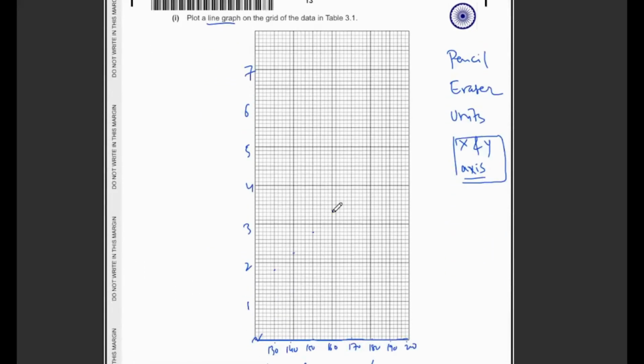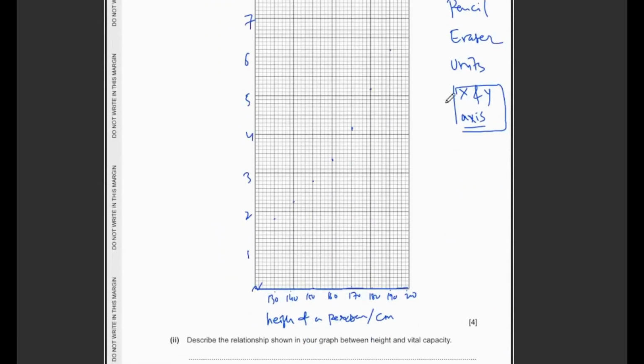Okay, and what we have: 4.1, 5.1, 6.2. What else is there? 7.2. Okay, so we got 7.2 on this.